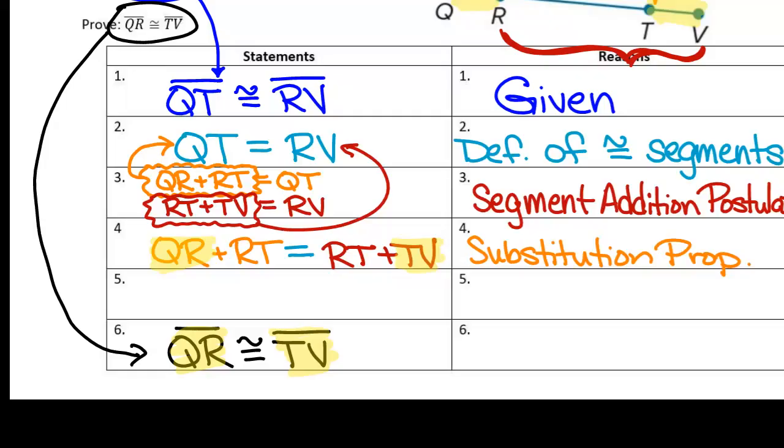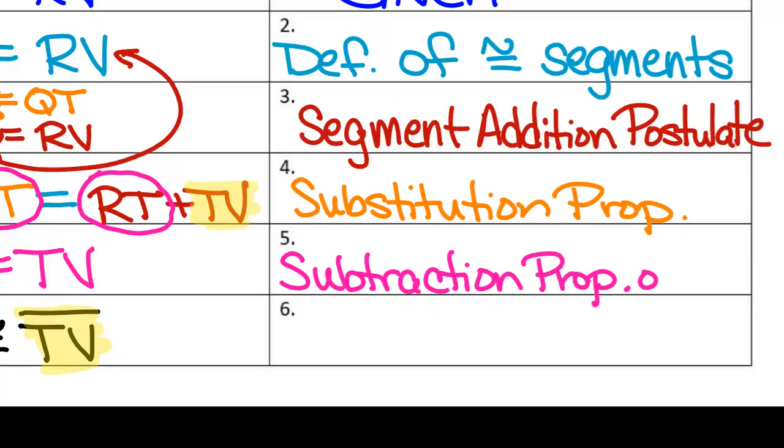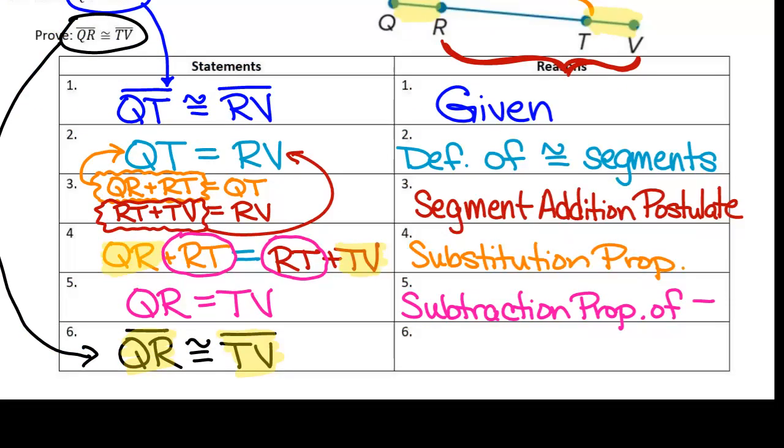We want to get rid of the RT on both sides, so we're going to use subtraction. If I subtract RT from both sides, I would have QR equals TV, using the subtraction property of equality.